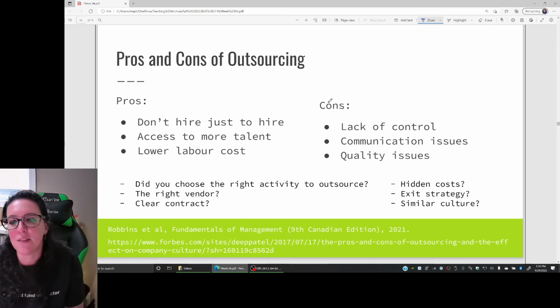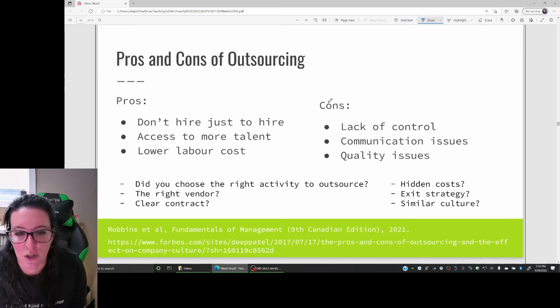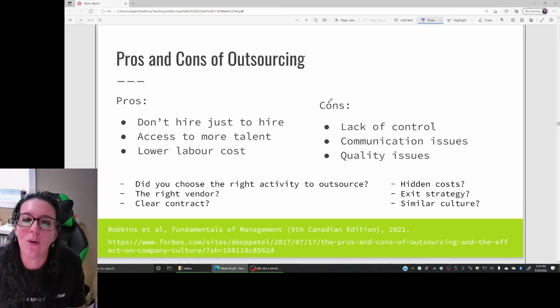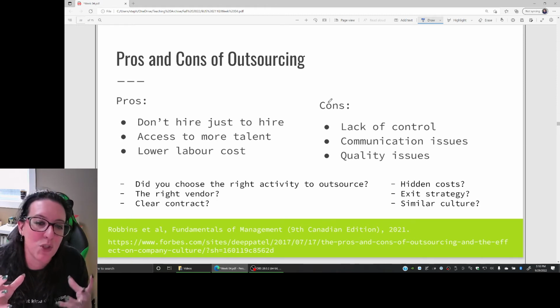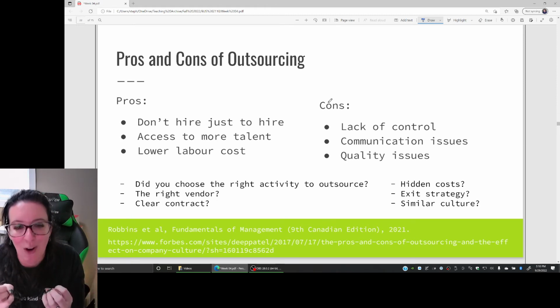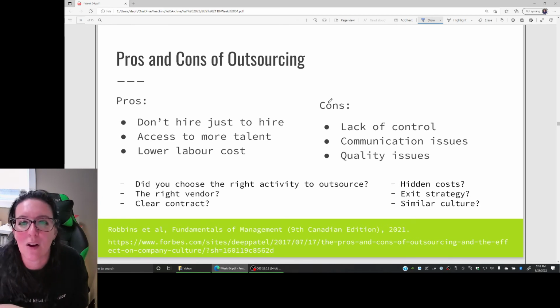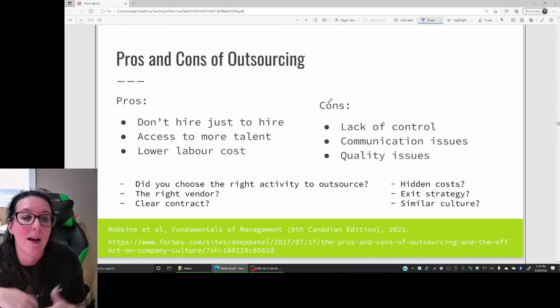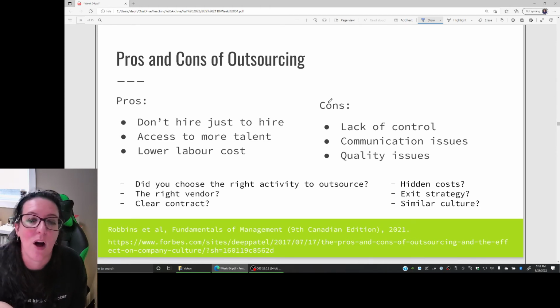Some of the benefits of having that network organizational structure is that we don't have to hire just to hire. We can bring in the content experts when we need them. So we don't have to keep people permanently on the payroll in all the areas we might need someone. We can bring in a consultant when we need that expertise. We also have access to more talent because, again, we don't have to pull just from the pool of people at our organization. There's also lower labor costs because we don't have to keep people permanently on the payroll.